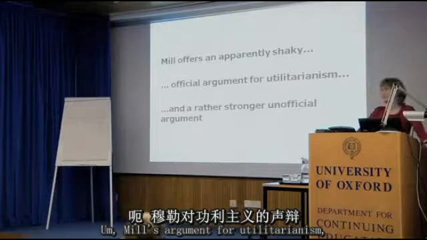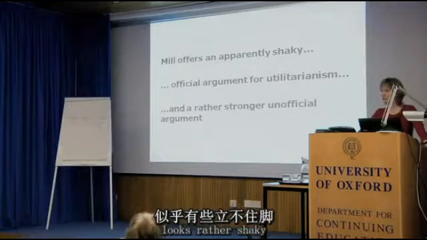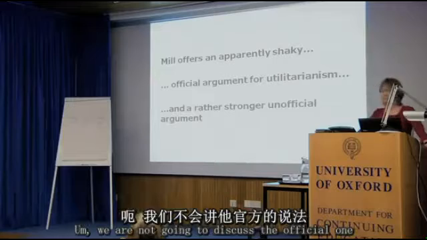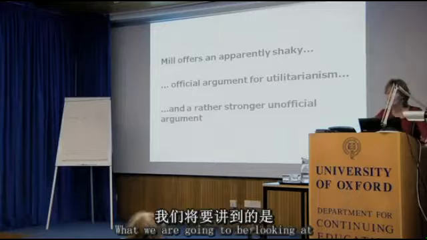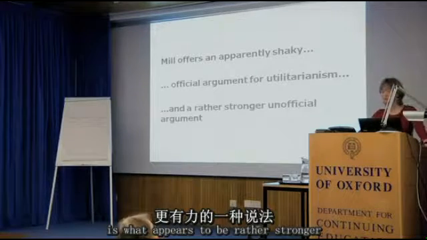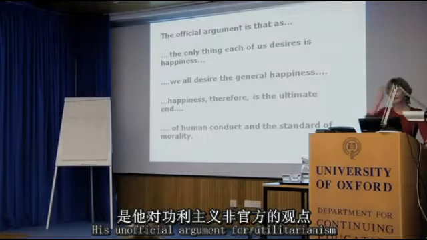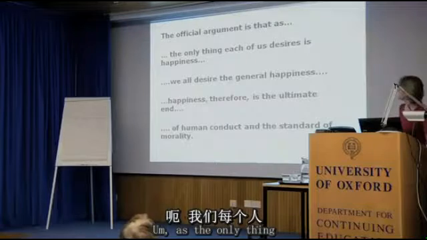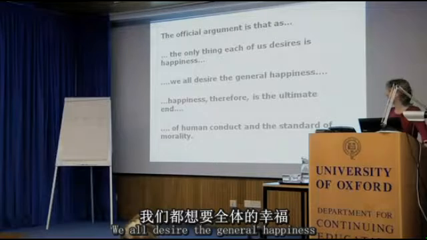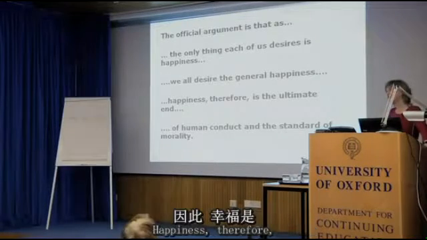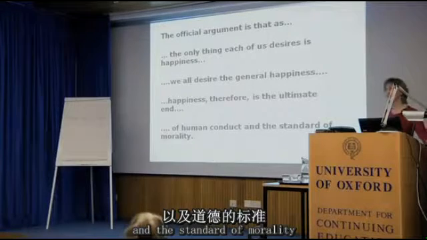Mill's argument for utilitarianism, his official one, looks rather shaky. We're not going to discuss the official one, but I'll say in a minute why it looks rather shaky. What we're going to be looking at is what appears to be rather stronger, his unofficial argument for utilitarianism. Here's the official one. As the only thing each of us desires is happiness, we all desire the general happiness. Happiness, therefore, is the ultimate end of human conduct and the standard of morality.